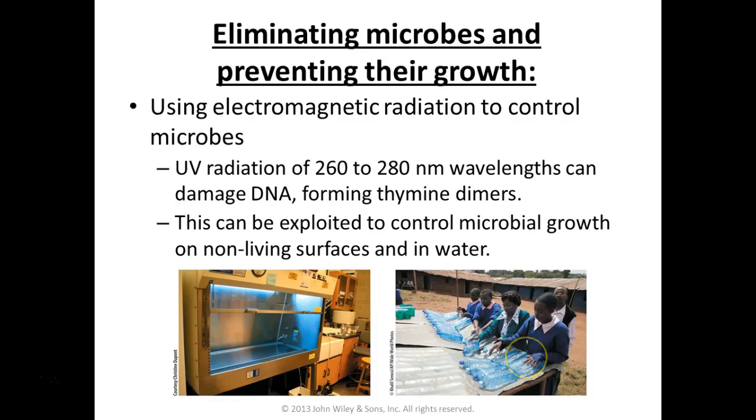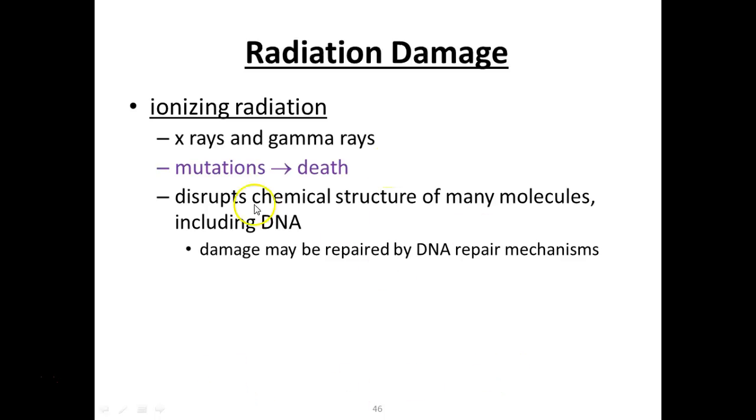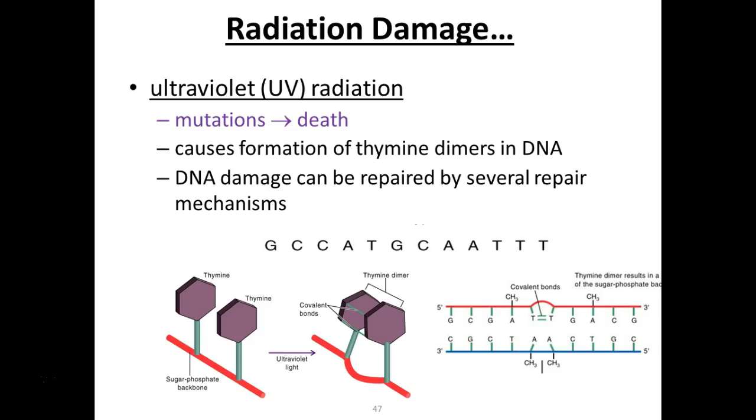For radiation, we know that UV light can damage DNA, right? What does it cause? Thymine dimers, right? So we can use that to cause mutations. X-rays and gamma rays can literally chop up DNA, right? And if you don't repair it, that can cause cell death as well. All right, so there's our thymine dimers.